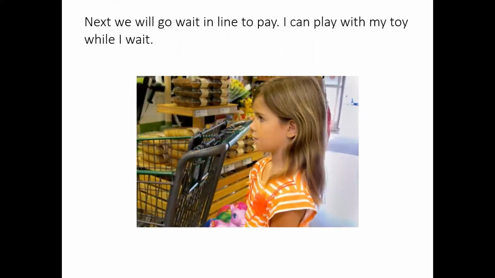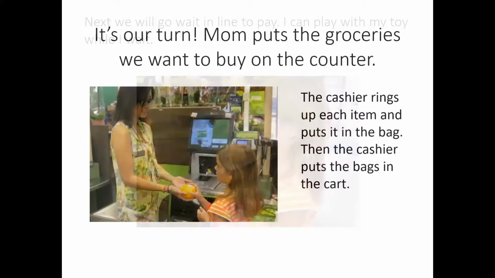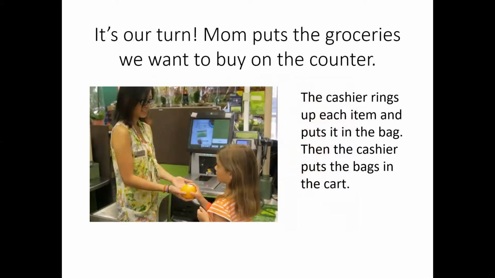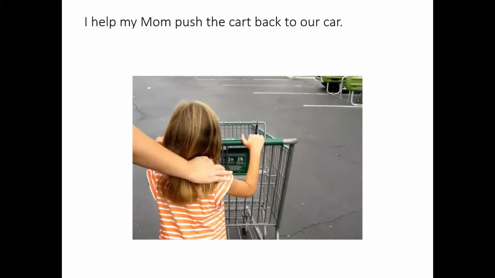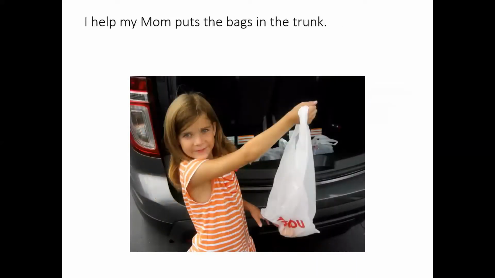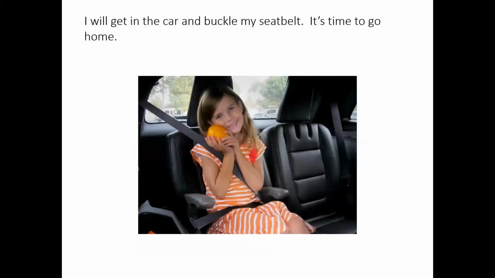Next, we will wait in line to pay. I can play with my toy while I wait. It's our turn. Mom puts the groceries we want on the counter. The cashier rings up each item and puts it in the bag. Then the cashier puts the bags in the cart. Mom pays and says goodbye. I help my mom push the cart back to our car. I help my mom put the bags in the trunk. I will get in the car, buckle my seatbelt, and we will go home.